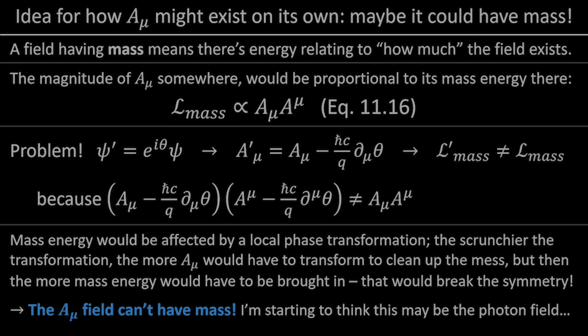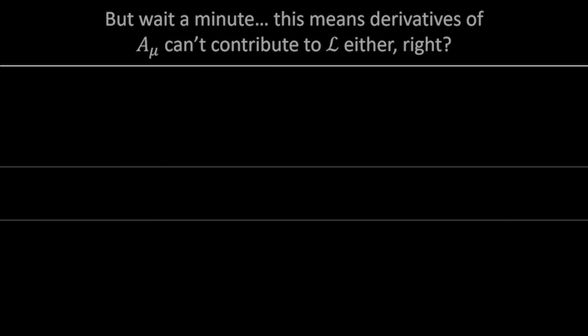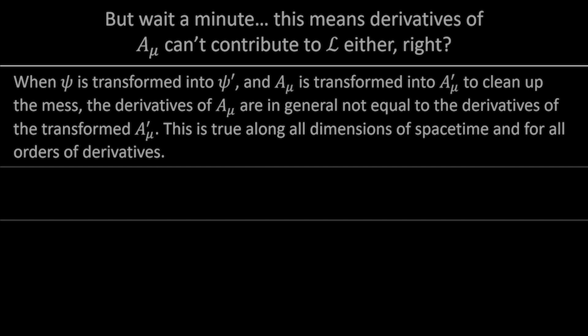And what this implies is that A has to be a massless four-vector field. Because if A had mass, then the amount of A you have changes the energy landscape, and so therefore it can't clean up the mess that we're making, because then A itself would actually violate the symmetry that its whole purpose is to come in and provide the Dirac equation. But similar reasoning would also seem to suggest that the derivatives of A can't contribute to the Lagrangian either.